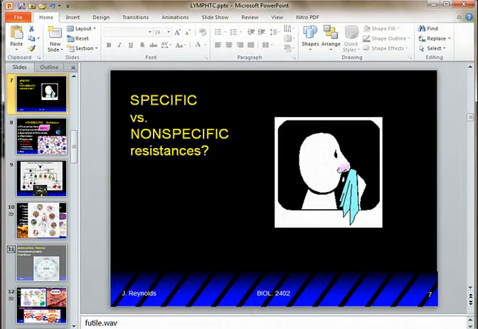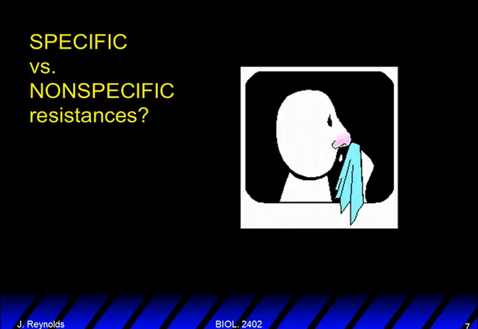Okay, the second video of Chapter 22 on the lymphatic and immune systems. We're going to talk about specific versus nonspecific resistance. Specific resistance, I'm going to make a third video on that. It's immunity. Immunity is specific resistance.